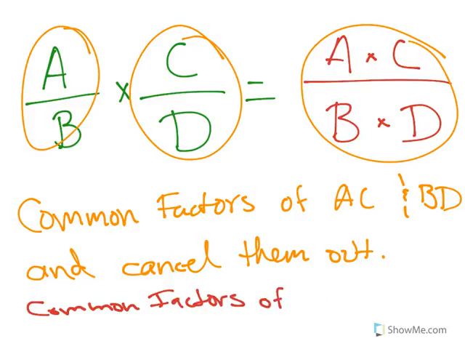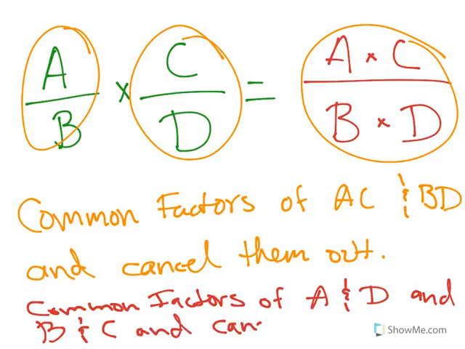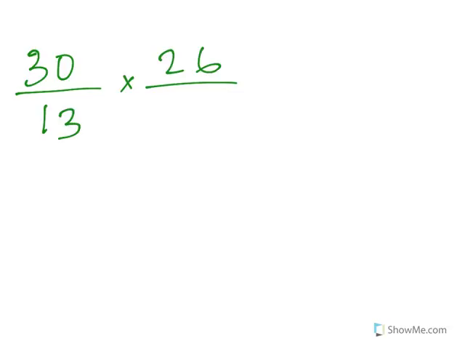of A and D and B and C and cancel accordingly. So let's work on a very simple example first. Let's say that you have 30 over 13 times 26 over 15.